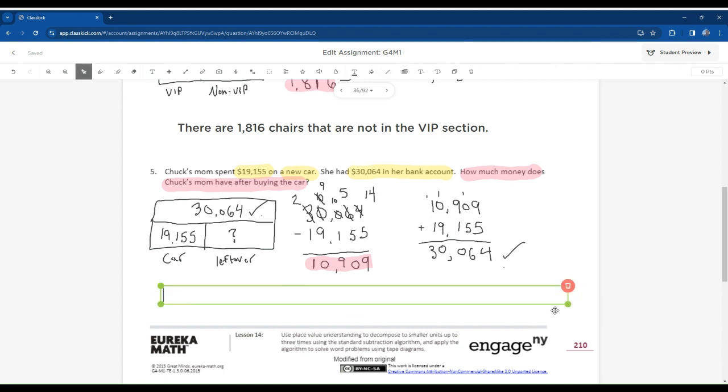So we can say Chuck's mom has $10,909 in her bank account after buying her new car.